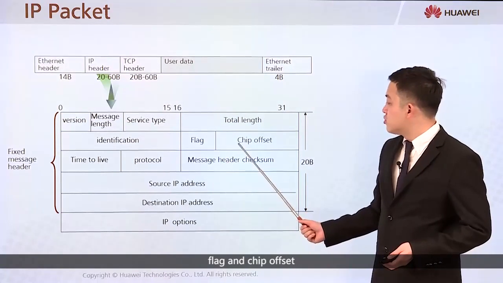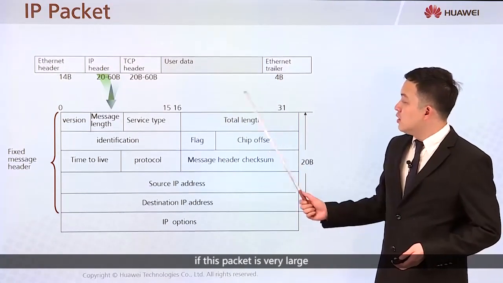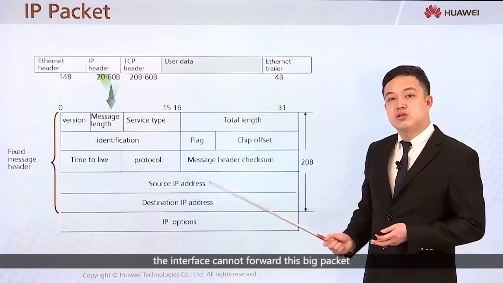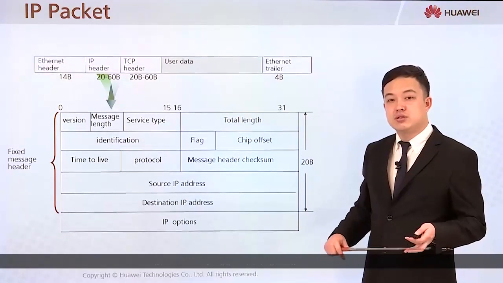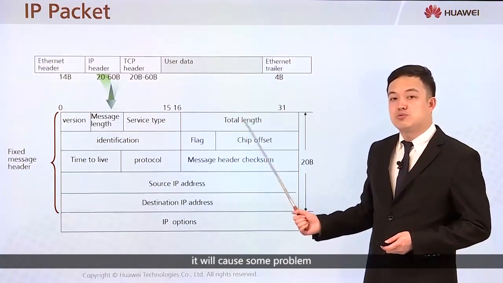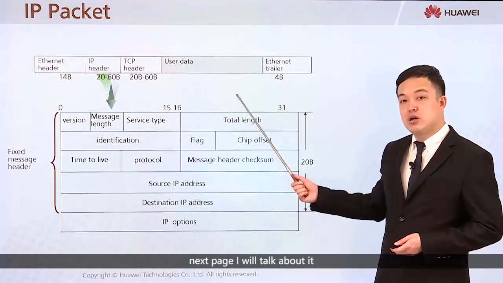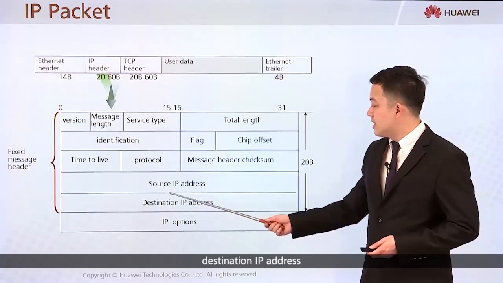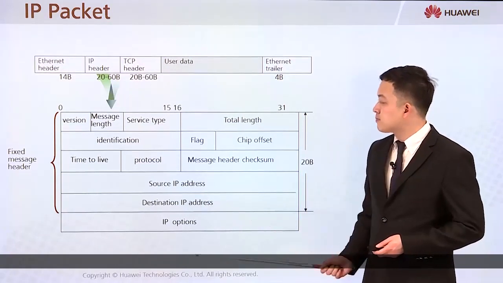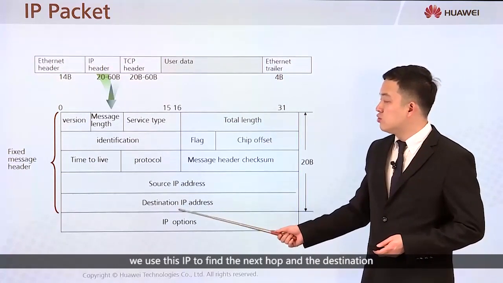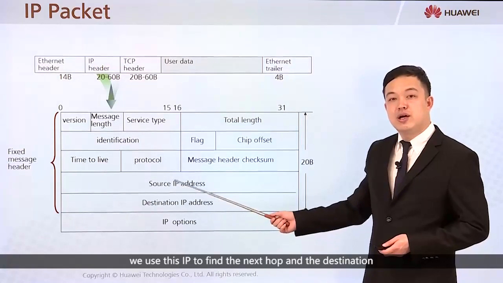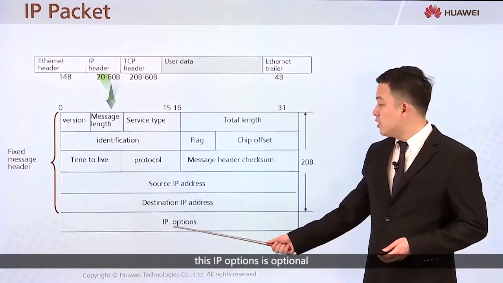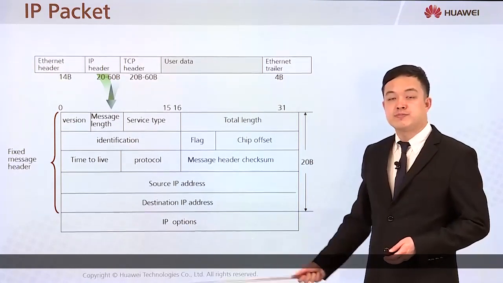Flag and fragment offset. If this packet is very large, the interface cannot forward this big packet. It will cause some problems. Next page, I will talk about it. And then the source IP address and destination IP address. We use this IP to find the next hop, to find the destination. The IP options field is optional.